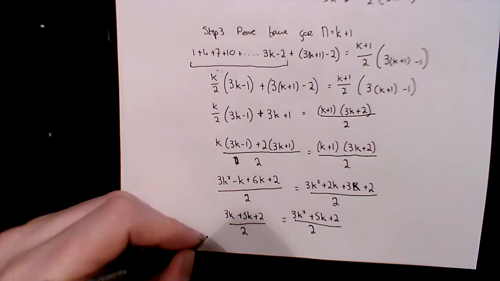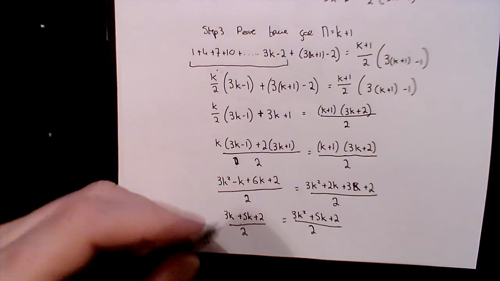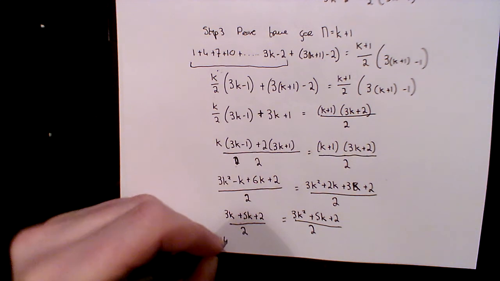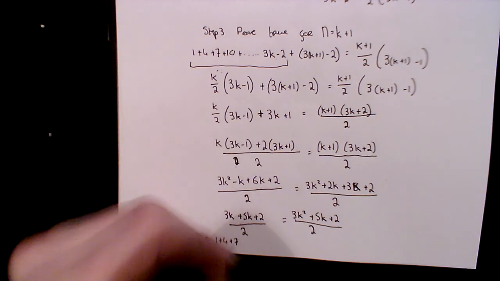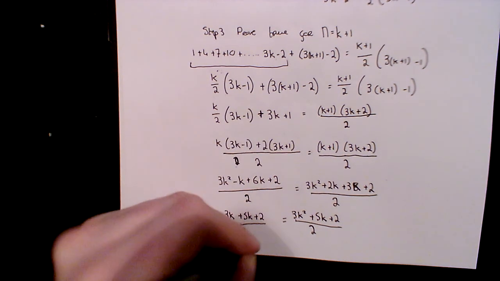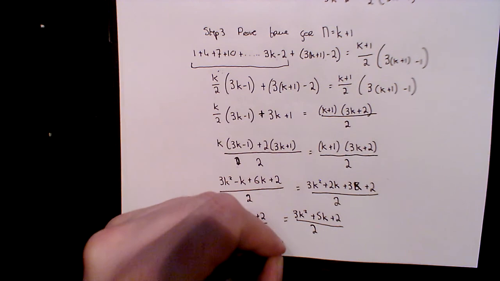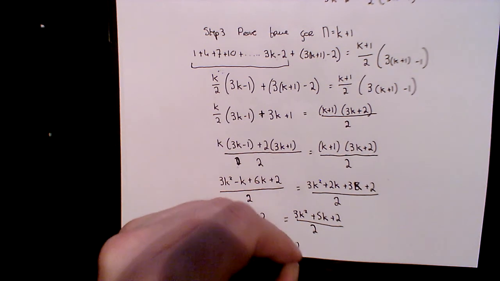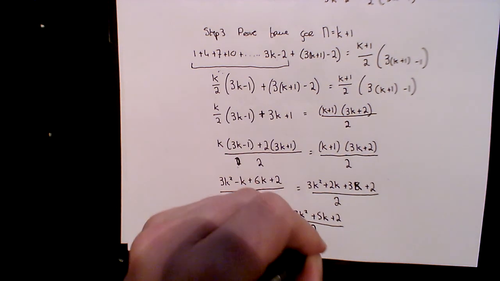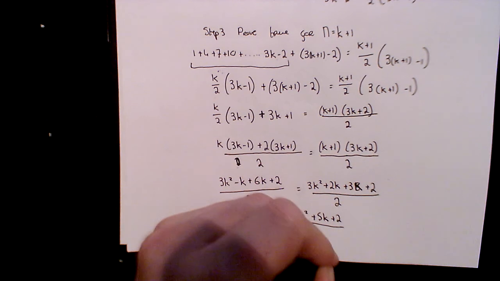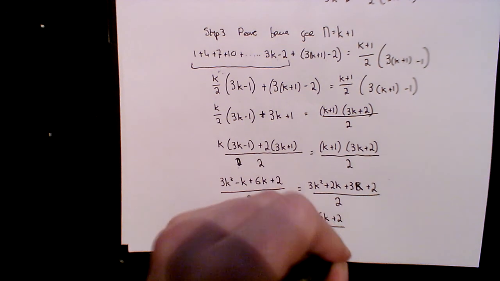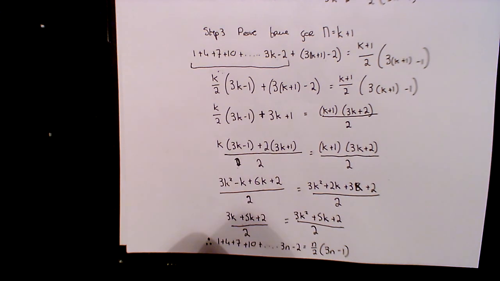So they do equal each other. So if they do equal each other, we'll say therefore, our original thing we had to prove, all the way up to any given number, can be got by using this formula. Okay, so we've proven that it's true.